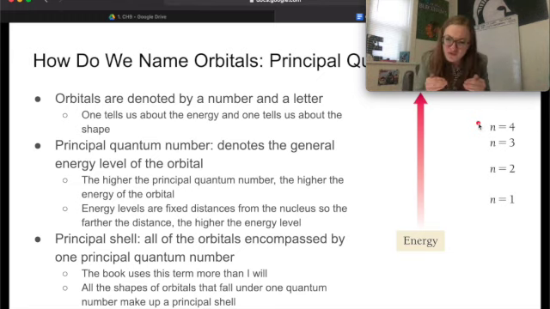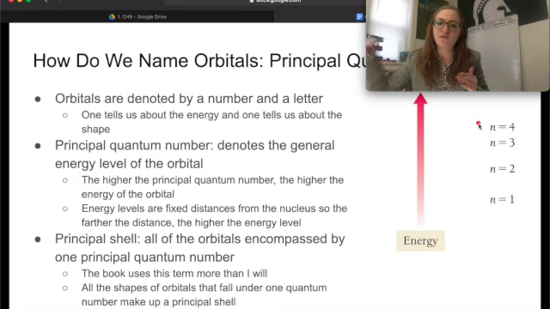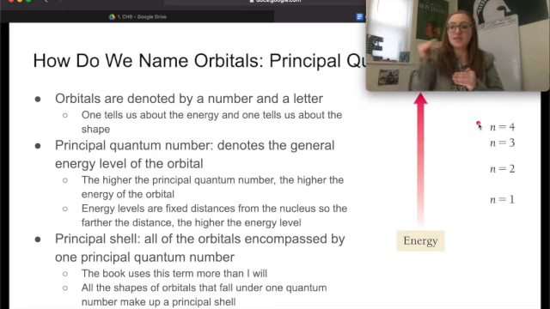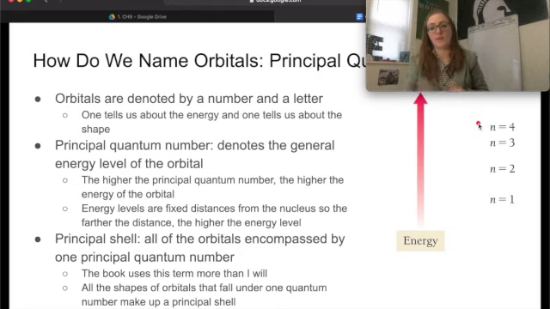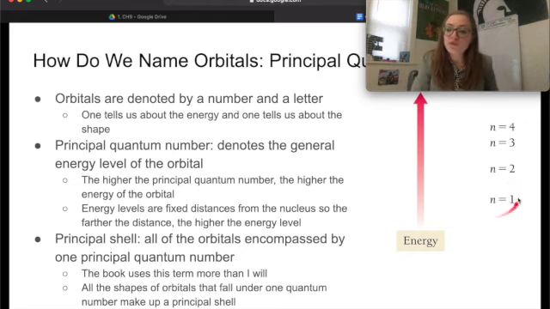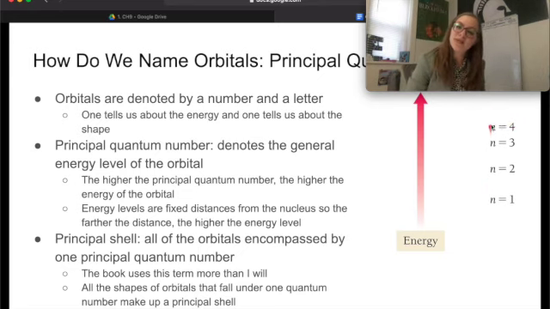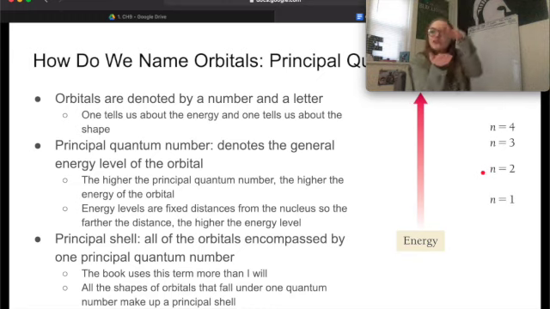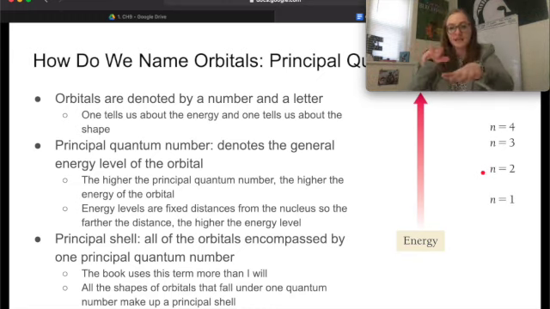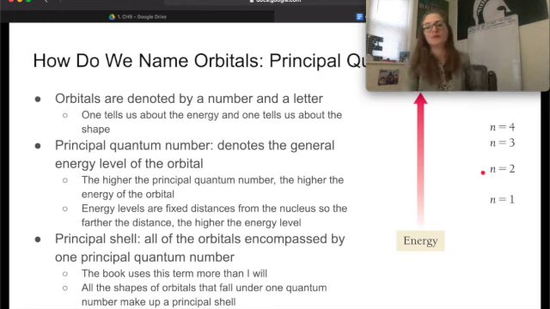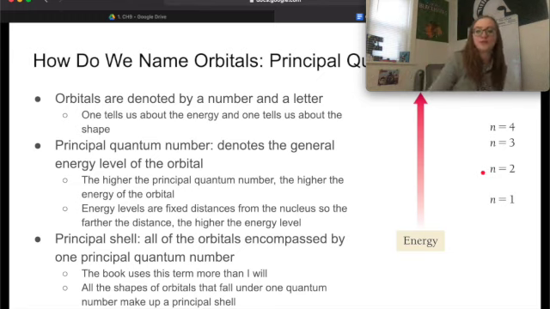However, generally, as you increase distance from the nucleus, you're increasing the energy level, so the principal quantum number increases to represent that. So an n equals 1 energy level is going to be lower than an n equals 2, which is lower than an n equals 3, and n equals 4. And as we get up in energy levels, they become closer and closer together. Because they become closer together, we'll see that this has some funky effects on the way we fill our orbitals, but that's just a preview.